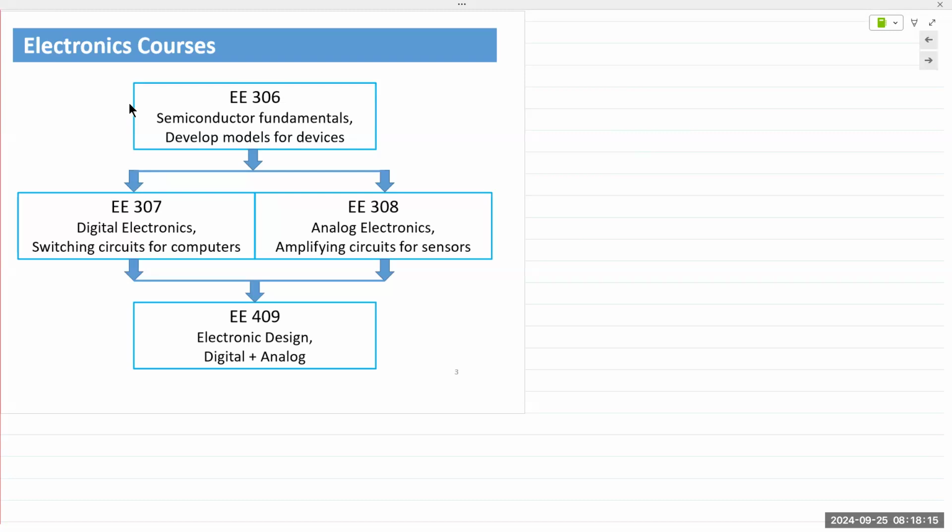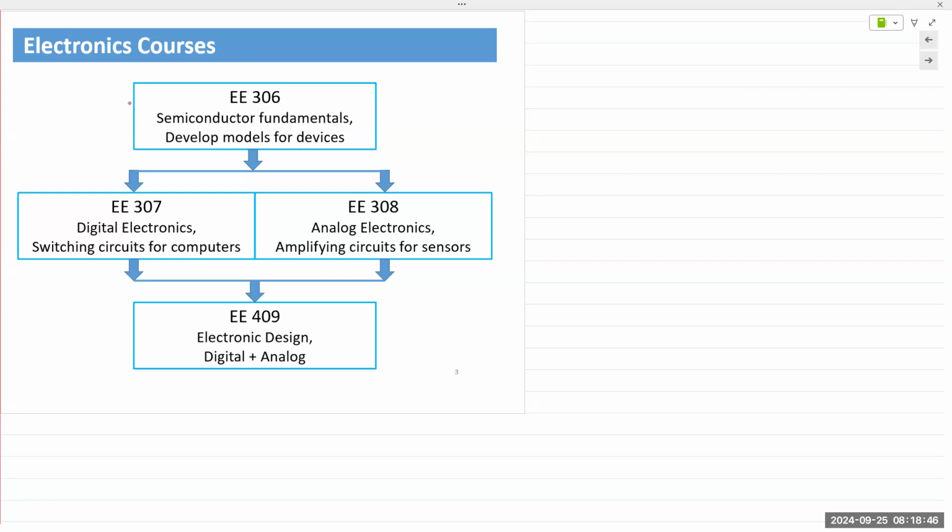These are the building blocks for the next classes that you're going to take, 307 and 308. In 307, you will create digital logic circuits using the devices and the models that you learn in 306. In 308, you learn to develop and analyze analog integrated circuits, again using the same models that we learn about in 306.